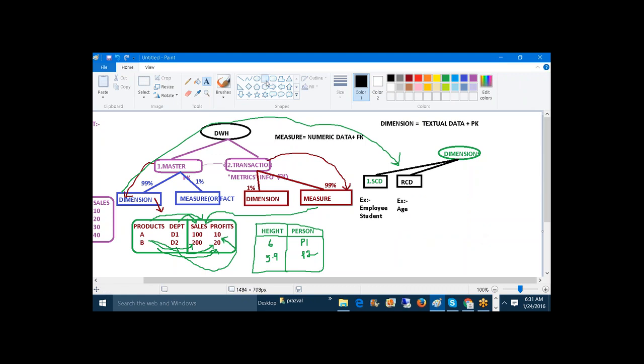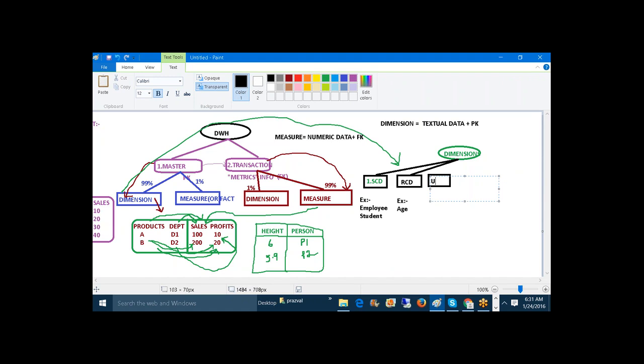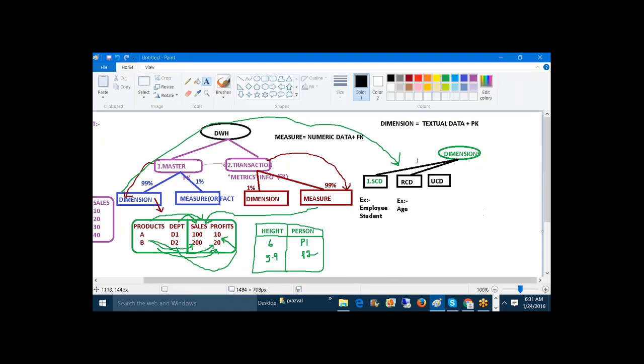So the third type of dimension is UCD or static dimension. So what is UCD? UCD stands for unchanged dimension. If the data in the dimension is constant, and it is not changing at any time, then such a kind of dimension is known as unchanged dimension.